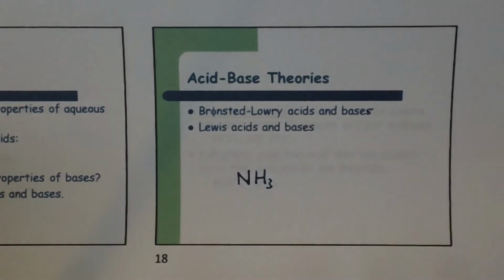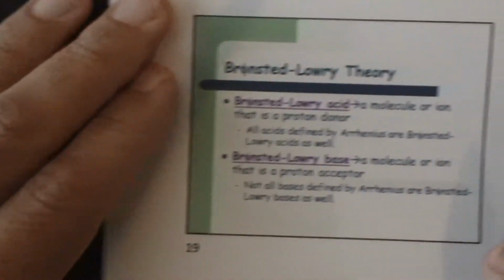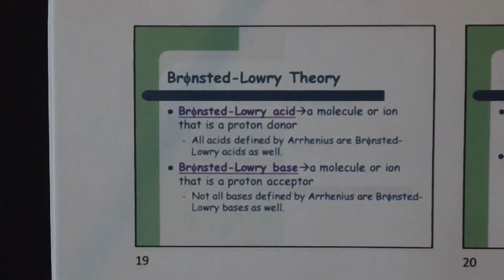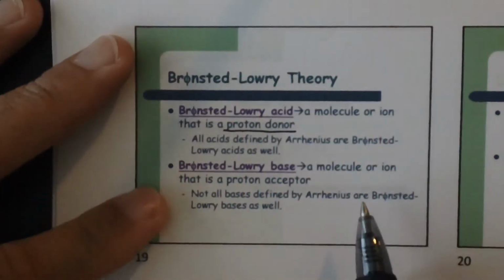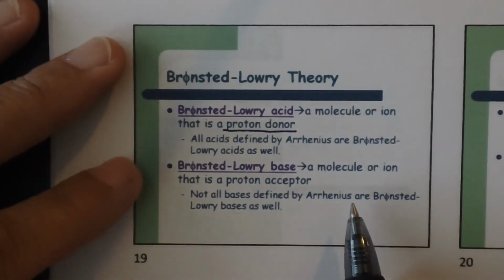This is 2 different guys who came up with this acid-base definition. So this is the one we'll use most of the time. A Bronsted-Lowry acid is a proton donor. It's the thing that's donating a proton away.